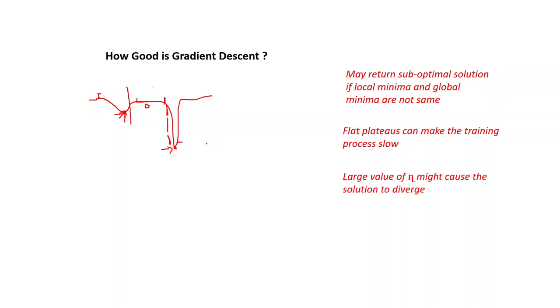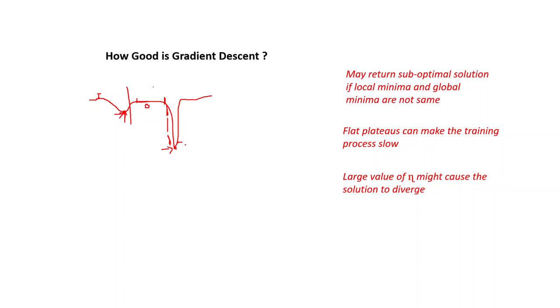This is known as diverging. Instead of converging, you have just diverged from the true minimum value. So a large value of eta might cause the solution to diverge. So these are the problems with gradient descent optimization, but anyways it is very helpful for back propagation of error during your training process.